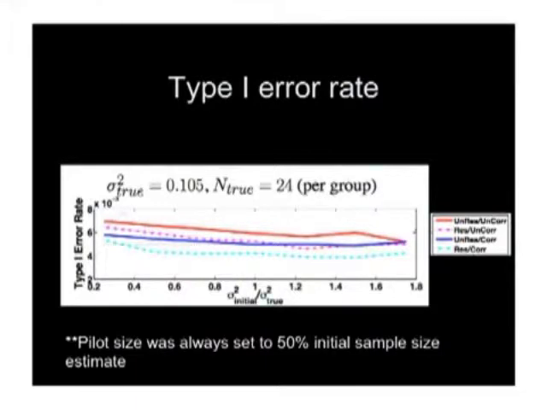OK, so first let's focus, because there's a lot going on here. The x-axis is similar to the one I showed before. It's the ratio of the initial guess to the truth. So 1 means you're right on the money. To the left of 1 means your initial guess was too small. And to the right of 1 means your initial guess was too big. OK, so the goal is this black dotted line here. That's 5% for the type 1 error rate.